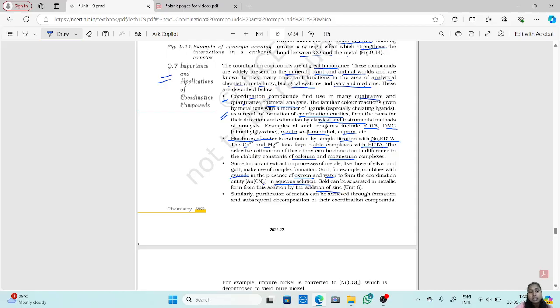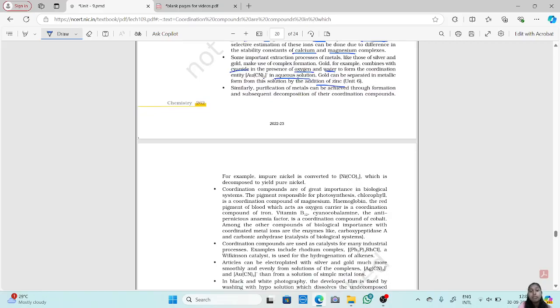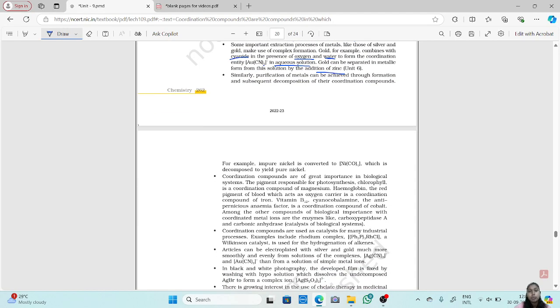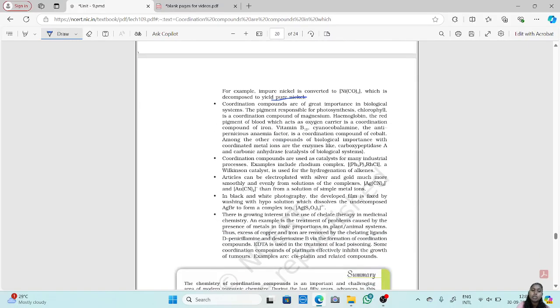Now the next one is, similarly, the purification of metals. If you want to purify metals, you can again use the formation of complexes. Purification of metals can be achieved through formation and subsequent decomposition of their coordination compounds. For example, impure nickel is converted to nickel carbonyl, which is decomposed to yield pure nickel. So again, you have to form a complex and then you can obtain pure nickel from the complex.